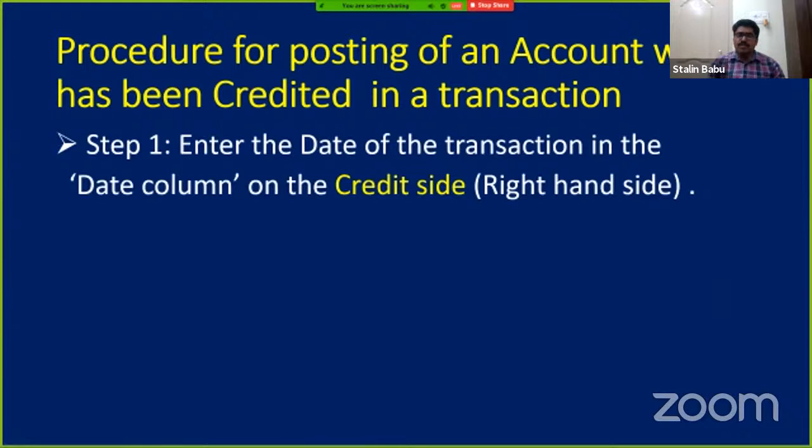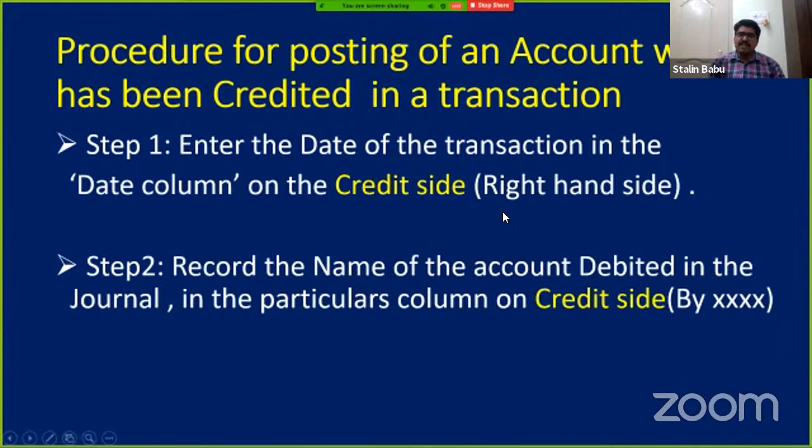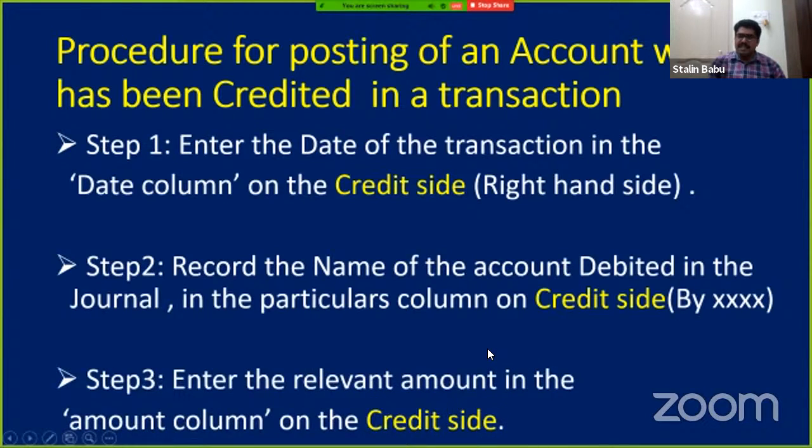So what is the second column? The particulars column. In the particulars column, we record the name of the account debited. Here the account is credited, so we have to take the name of the account debited in the journal in the particulars column on the credit side. While writing on the credit side, we prefix the word 'By' and the name of the account debited. In the JF column, we should not write anything. In the amount column, we enter the relevant amount on the credit side.